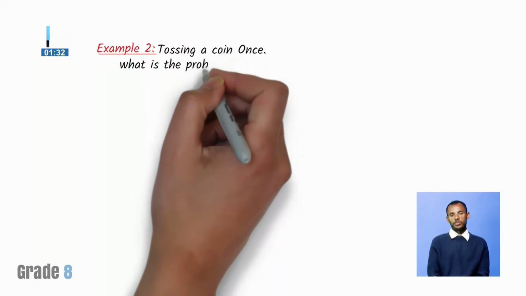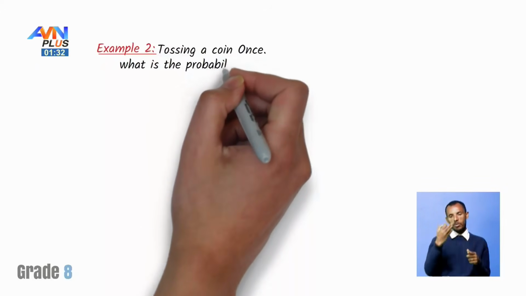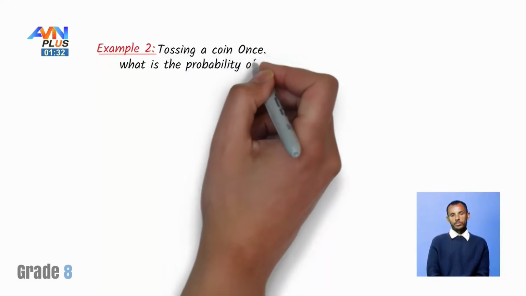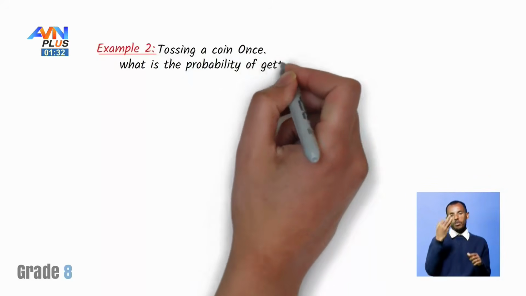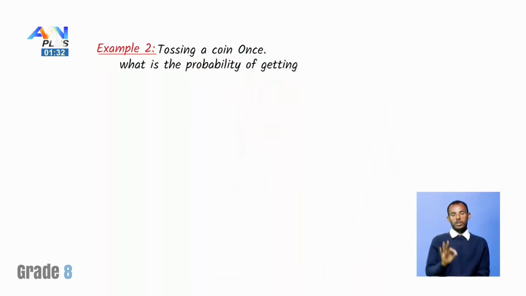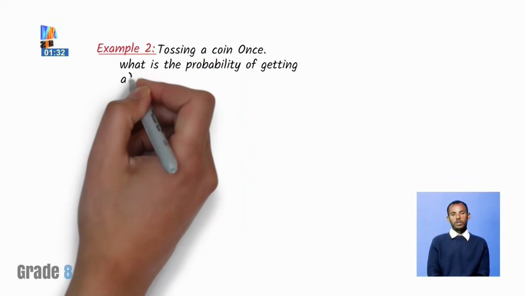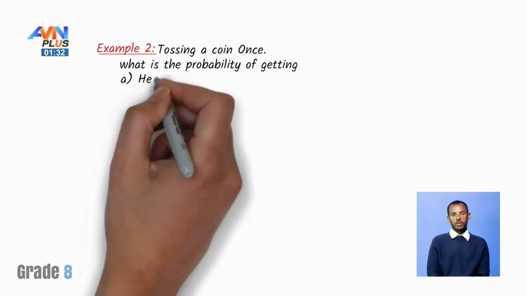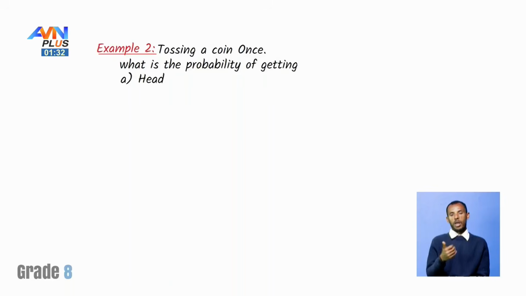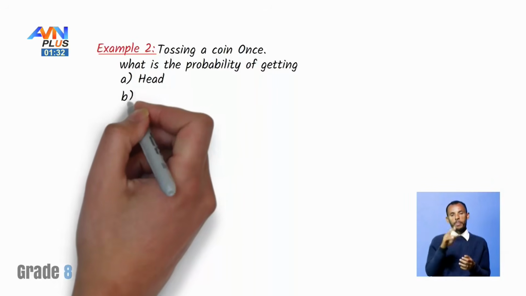the probability of getting A, head, B, tail?